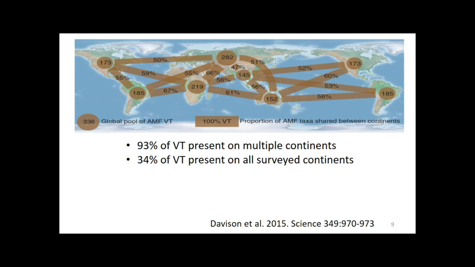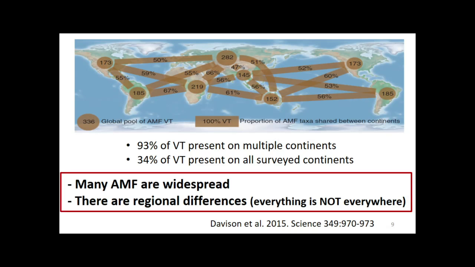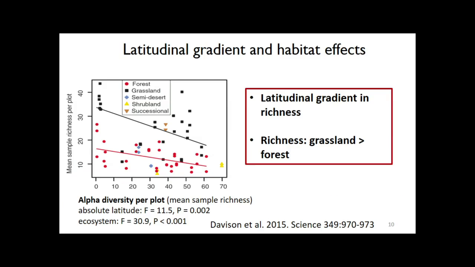If you see the numbers, or maybe you don't, the continental diversities are quite similar. But also the proportion of AMF that's shared among the continents is quite similar. It's about 50% in many cases. But the most interesting thing we found there was that many AMF are present on multiple continents. At the same time, it does not mean that everything is everywhere. We had regional differences.